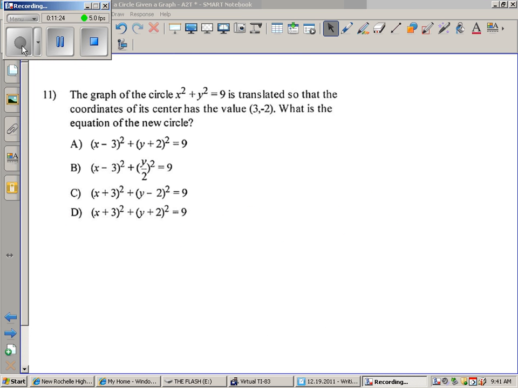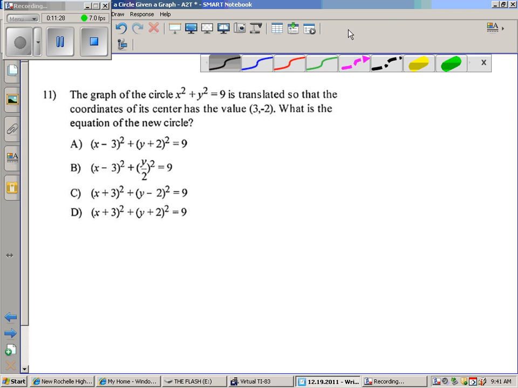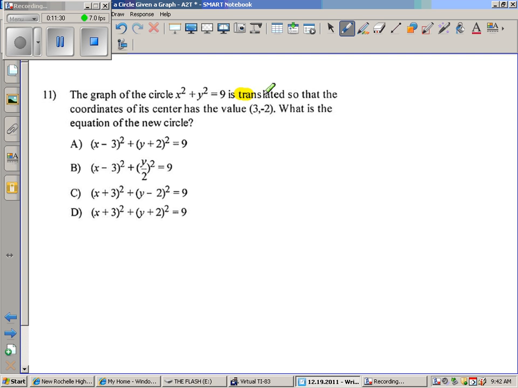Okay, let's talk about a little bit of vocab here. Let me highlight a word. What does it mean to translate in math? Chad?